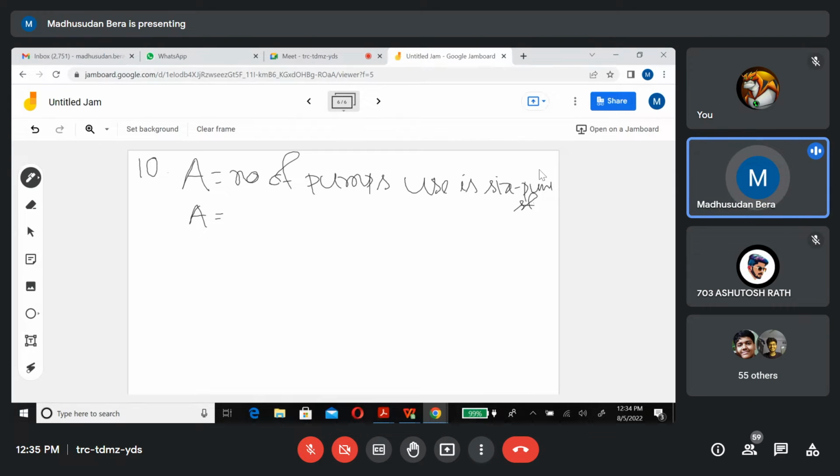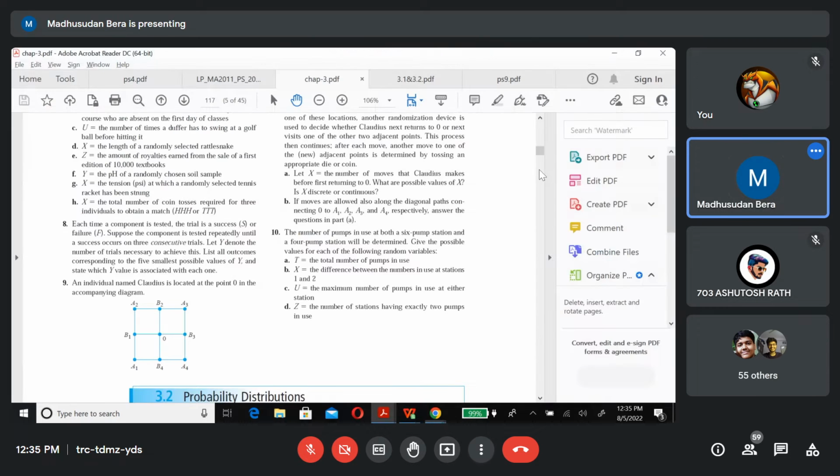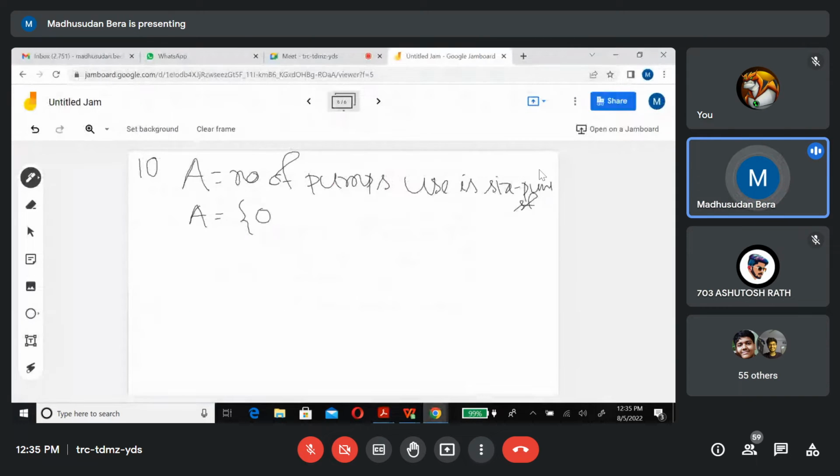Either no pump is working, or 1, 2, or 3, all the way up to 6. I will check whether A is there or not. The possible values of A are 0, 1, 2, 3, 4, 5, 6. That is the number of pumps working in the 6-pump station. The possible choices are 0 to 6.